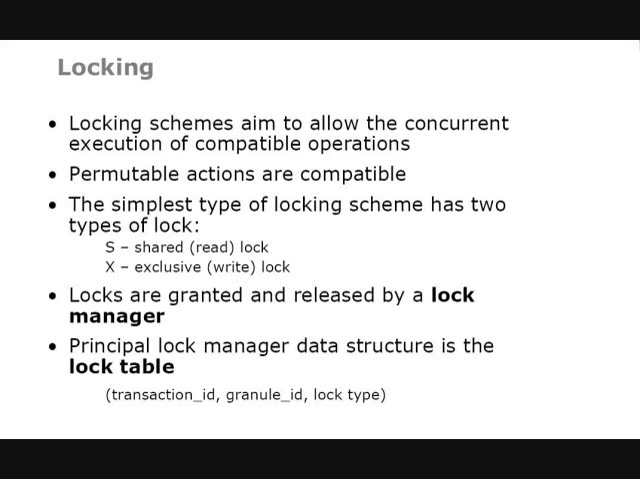We have that permutable actions, which we said were actions on different granules, or read actions on the same granule, are compatible. But when we have non-permutable actions, we have to be aware of how we handle that in a concurrent system. So for non-permutable actions we have to have a locking mechanism. In the simplest form of locking we have two types of lock. What we call a share lock or a read lock: when a transaction has a share lock, other transactions might read the data, but they might not write it. Or I could have an exclusive lock, a write lock. That means that other transactions do not have access to the data that is being locked by a particular transaction.